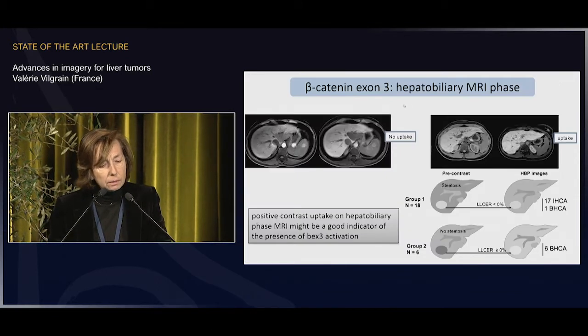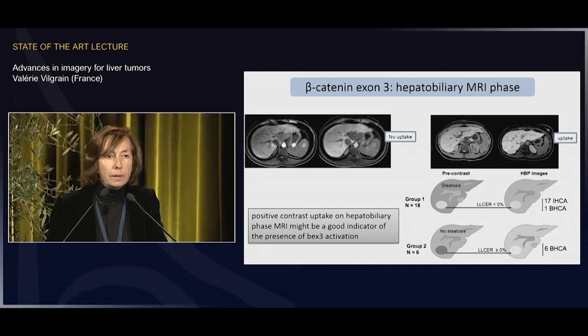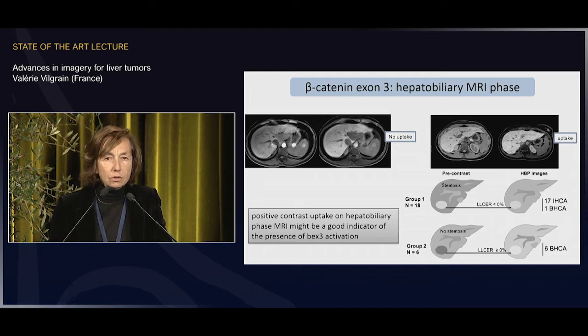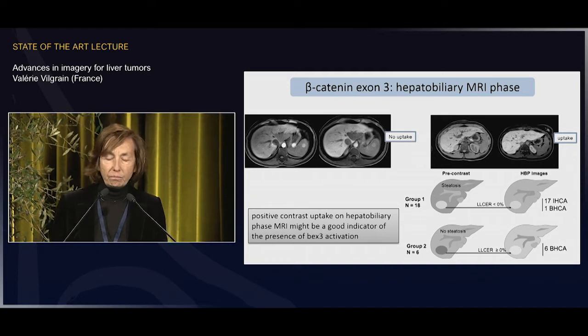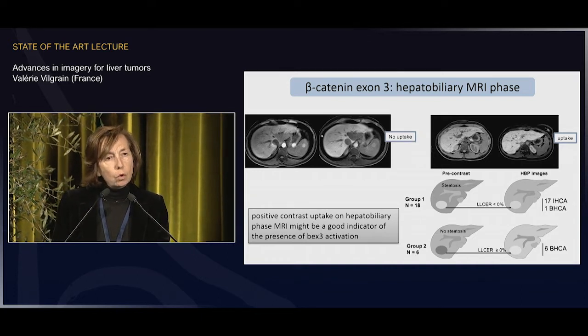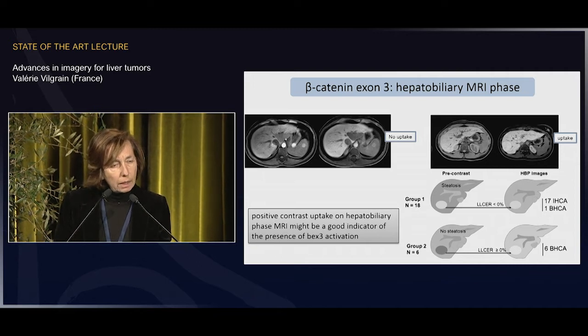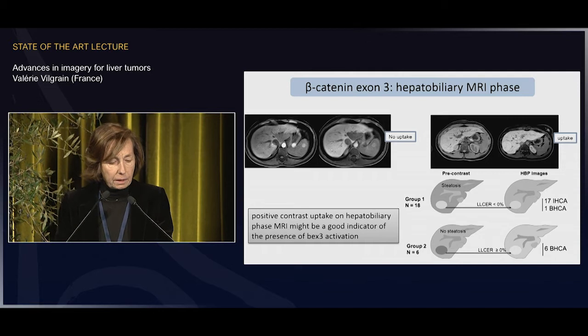Another thing that is, I think, quite interesting is the beta-catenin exon 3. You know that this subtype is associated with a higher risk of malignant transformation, having cellular atypias, and so far no one has really found specific imaging findings. On the other hand, we use more and more hepatobiliary contrast agents with MR that are not only intravascular and extracellular, but they enter into the hepatocyte through transporters, mostly OATP.